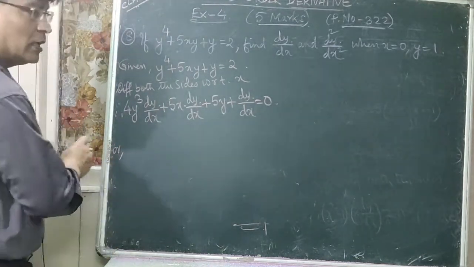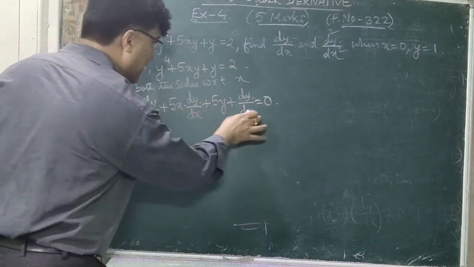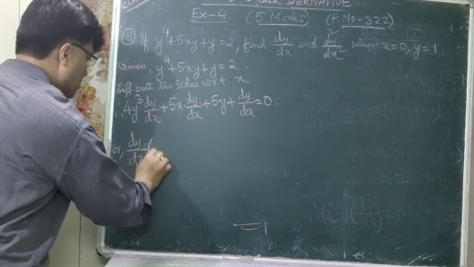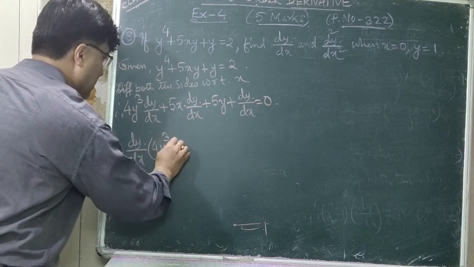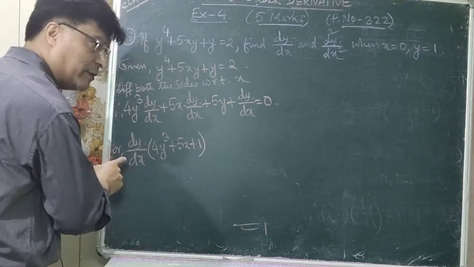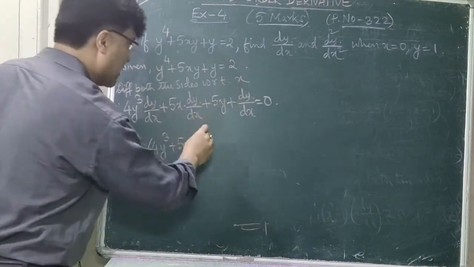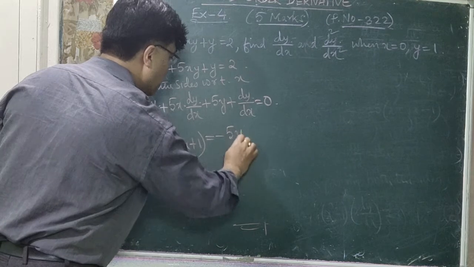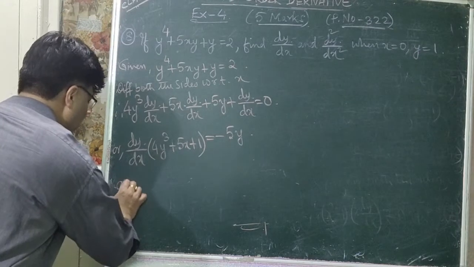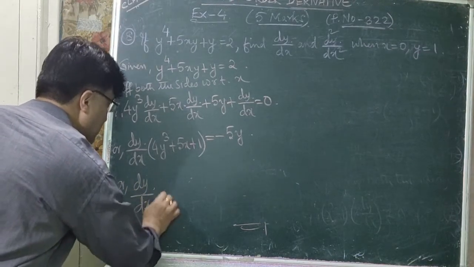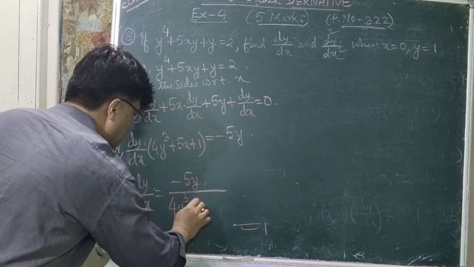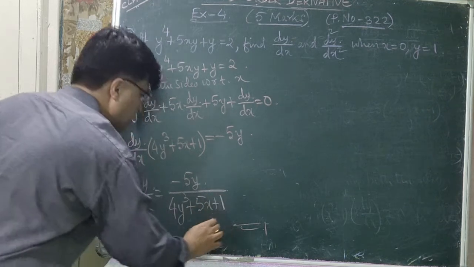Now, from the first term, second term and last term, what is common? Dy by dx, take it out. Dy by dx is taken common. Within the bracket, what do we get? 4y cube plus 5x plus 1. Since you have to get the value for dy by dx, take this term 5y to the right hand side, which is equal to minus 5y. I think you have understood it. So what is the value for dy by dx now? Dy by dx is equal to minus 5y whole divided by 4y cube plus 5x plus 1.